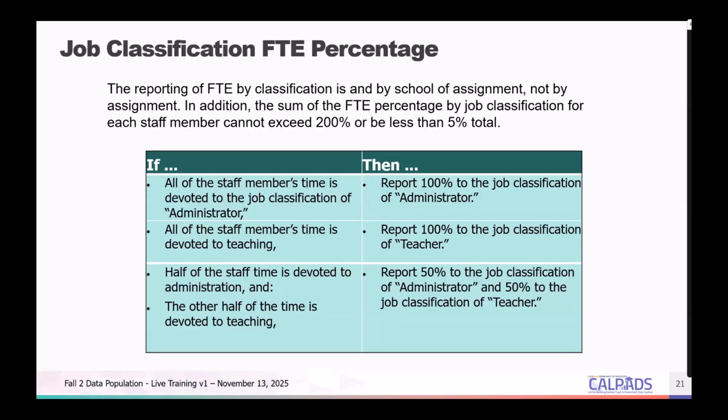A full-time teacher, you would report 100% FTE under the classification teacher. A staff member who splits time 50-50 between teaching and administration, you would report 50% FTE under teacher and 50% under administrator. So again, helpful reports that you can use to verify the information being submitted are report 4.4, the staff profile list, and report 4.5, the staff non-classification based or support assignment details.